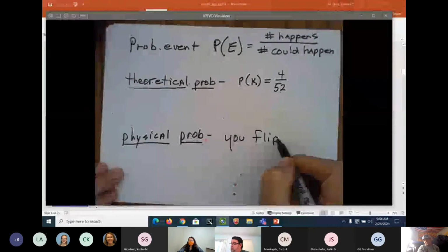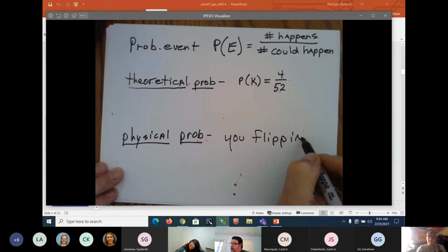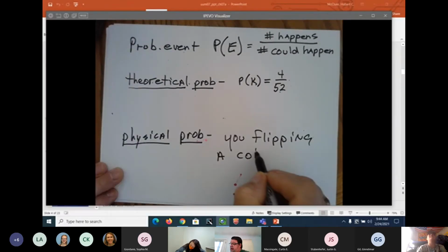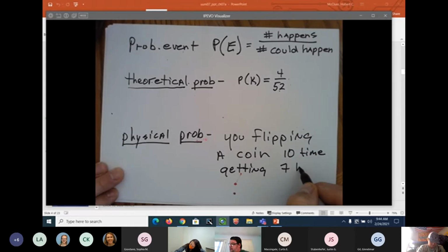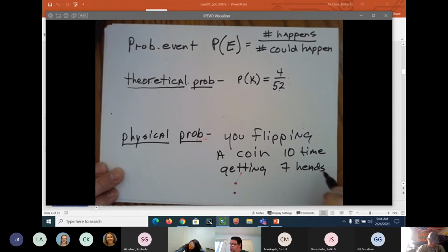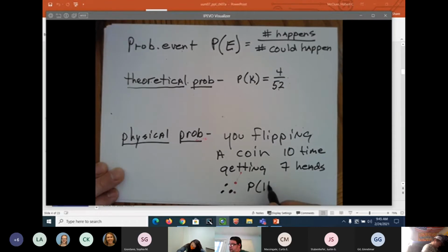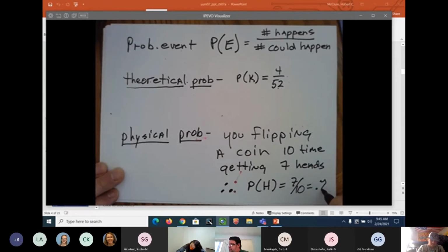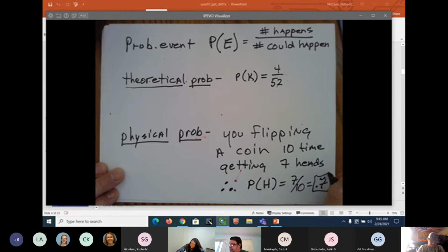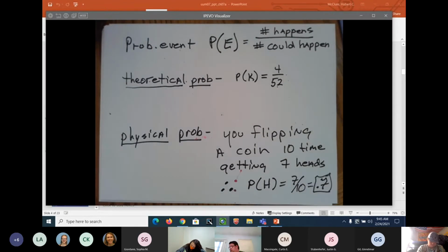flipping a coin 10 times and getting 7 heads. Therefore, your probability of heads is equal to 7 out of 10, which is equal to 0.7.